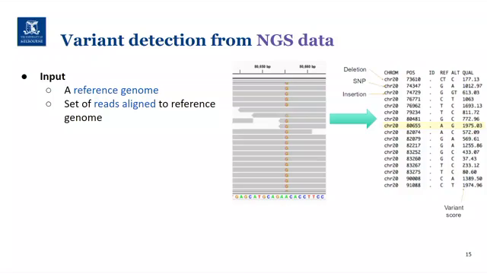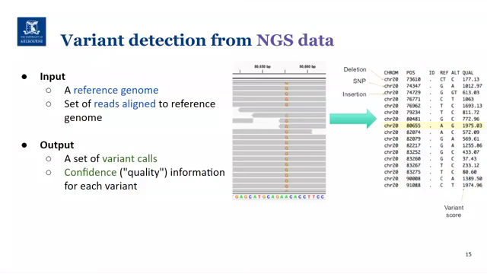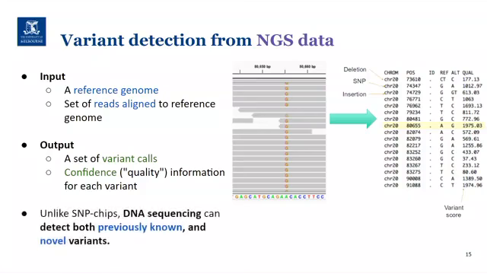As an output, what we would like is a set of variant calls and confidence information for each of those variants that we called. Unlike SNP chips, DNA sequencing can detect not only known but also novel variants. This process of identifying variants from sequence data is called variant calling. So let's say we have our reference genome down the bottom, and we have all our aligned reads, and we notice there's something different here. In this position in the reference, we have an A, but we have a lot of evidence that suggests that in our sample, we are actually seeing a G.